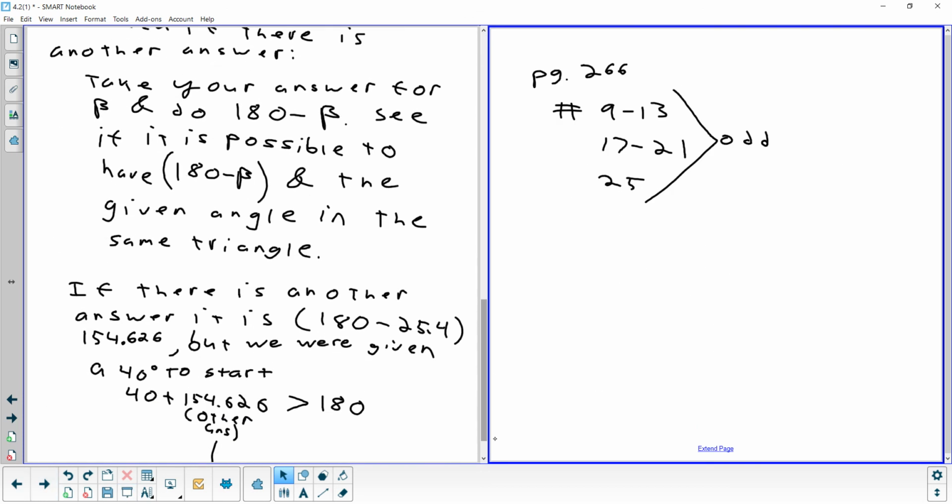Okay, I put the homework up on the right side. If you can't read it, I'll read it off to you. It's page 266, 9 through 13, 17 through 21, and 25. Those are all odds. 9 through 13, 17 through 21, and 25. All odds.